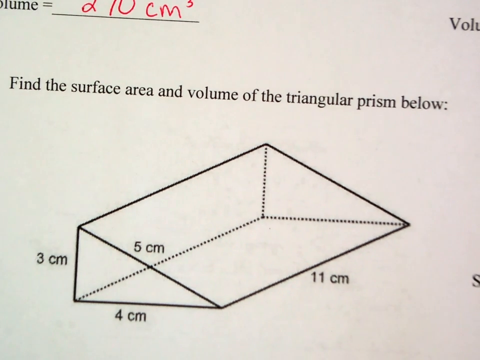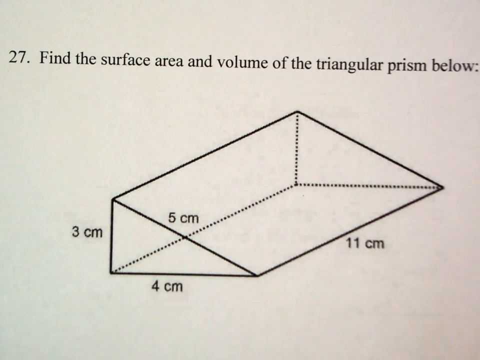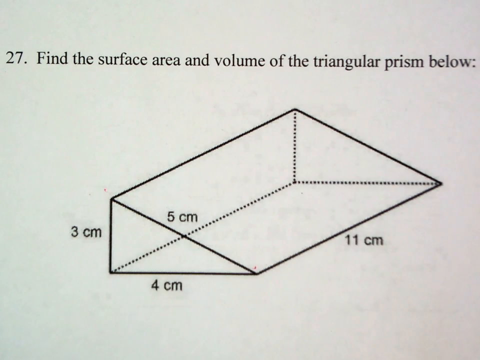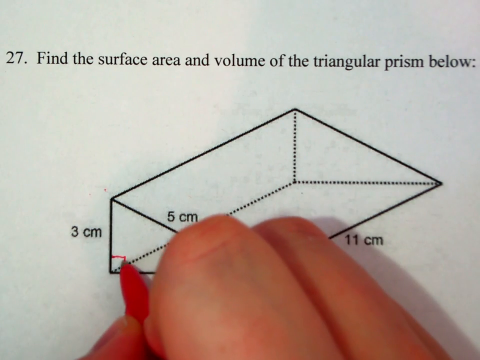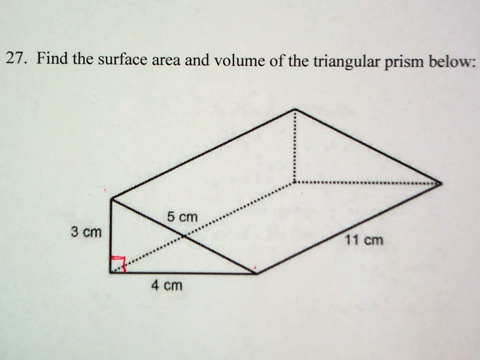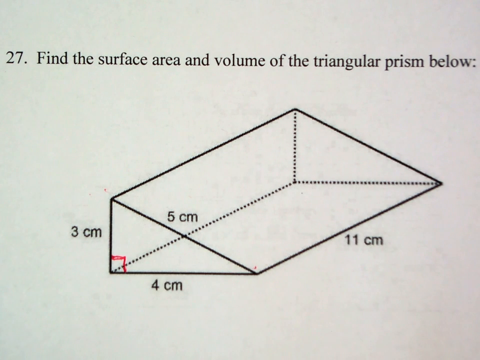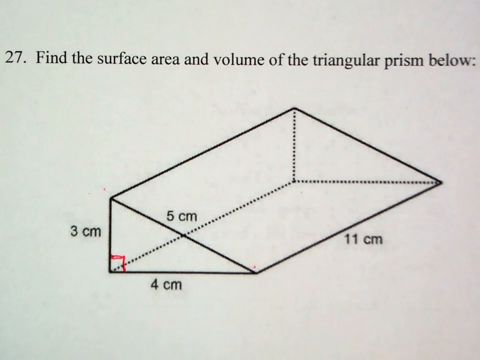Our next problem, number 27: find the surface area and volume of the triangular prism. And we see the triangle right down here. We can identify what appears to be a right angle, which is going to be important because we're going to need that for finding the area of that triangle down there. And so I'm going to start with surface area.